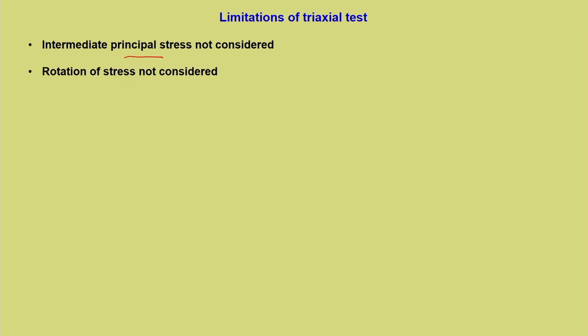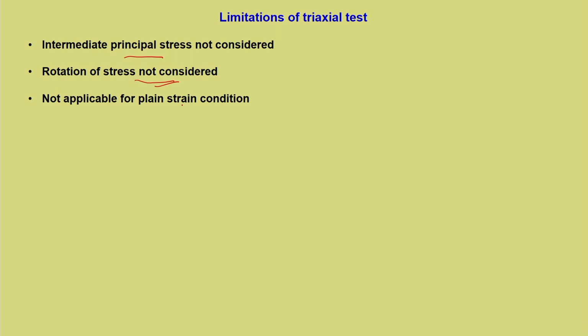Next is limitations of the triaxial test. In the triaxial test, we do not consider the effect of the intermediate principal stress, quite obvious. Rotation of stress is not considered, which is a common phenomenon. If you consider the slope and the slip line, you can see that principal stress rotation happens. Now, this is not considered in triaxial testing, rather it is not possible. Not applicable for plane strain condition. We have already seen that plane strain is a very common condition while dealing with problems related to soils, but triaxial testing conditions are different from plane strain.